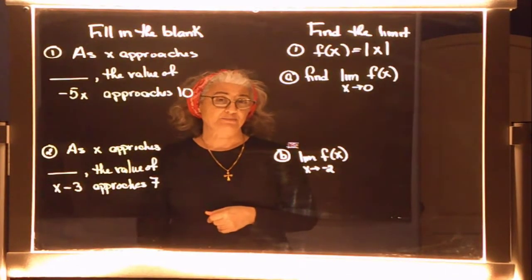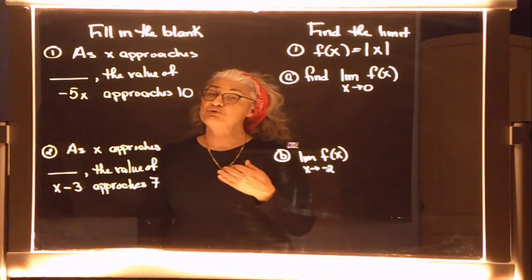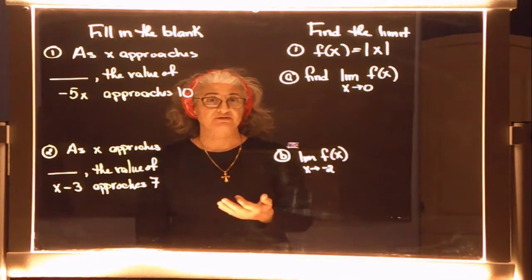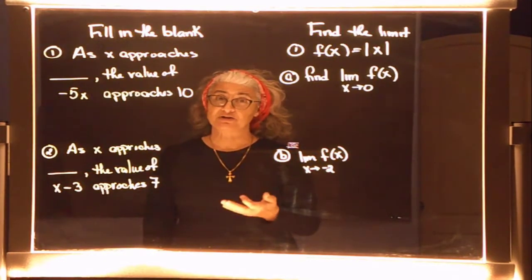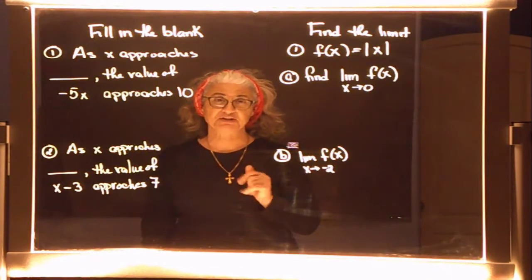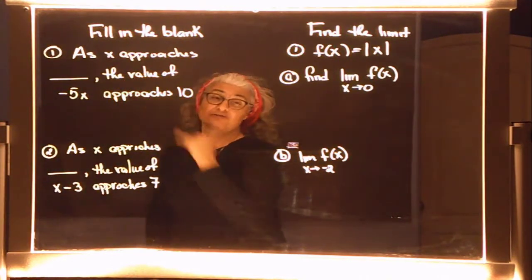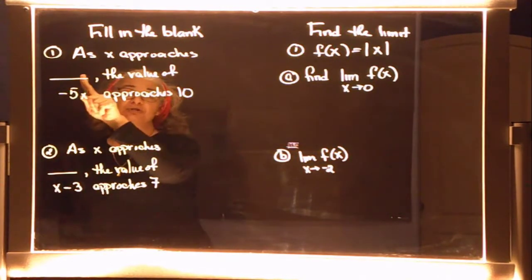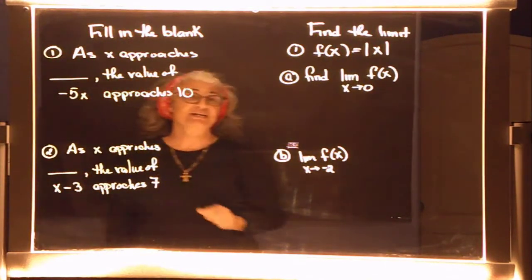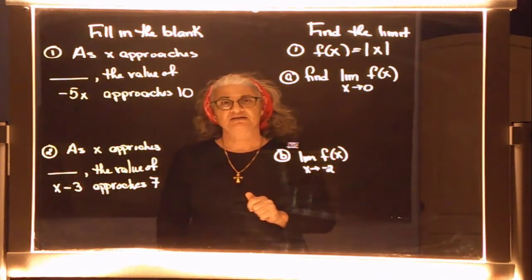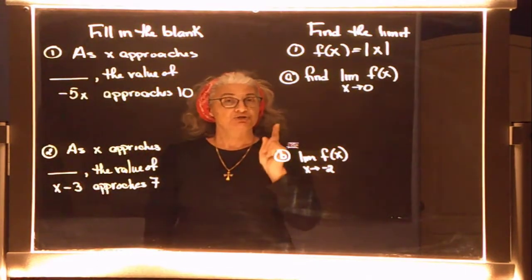So let's look at some examples. Remember, the title of this particular lecture says limit. It's a numerical approach as well as a graphical approach. So we're going to look at the numerical approach first, okay? Numerical. So kind of think algebraic, all right? We're going to start over here with these examples, and these examples say fill in the blank. So let's look at the first one. As x approaches, the value of negative 5x approaches 10. You're like, huh? So remember, as x approaches some number. So let me ask you something.